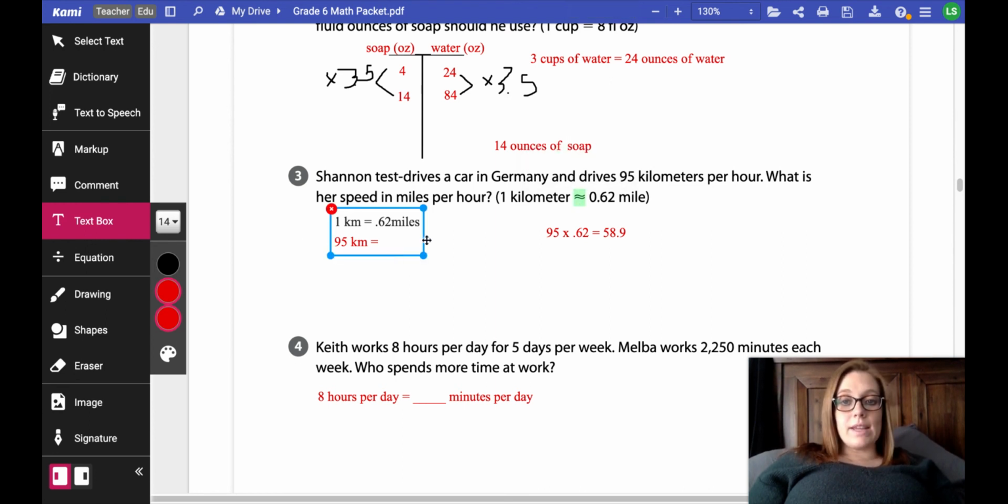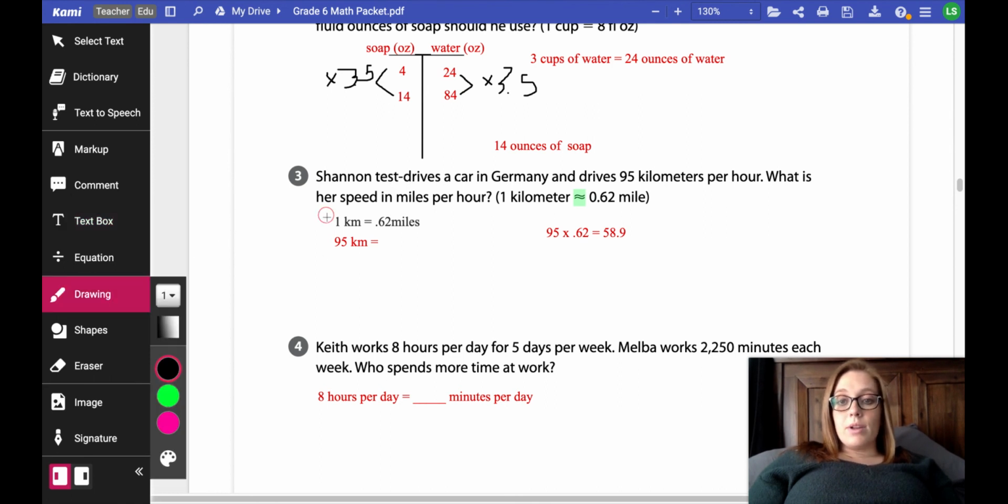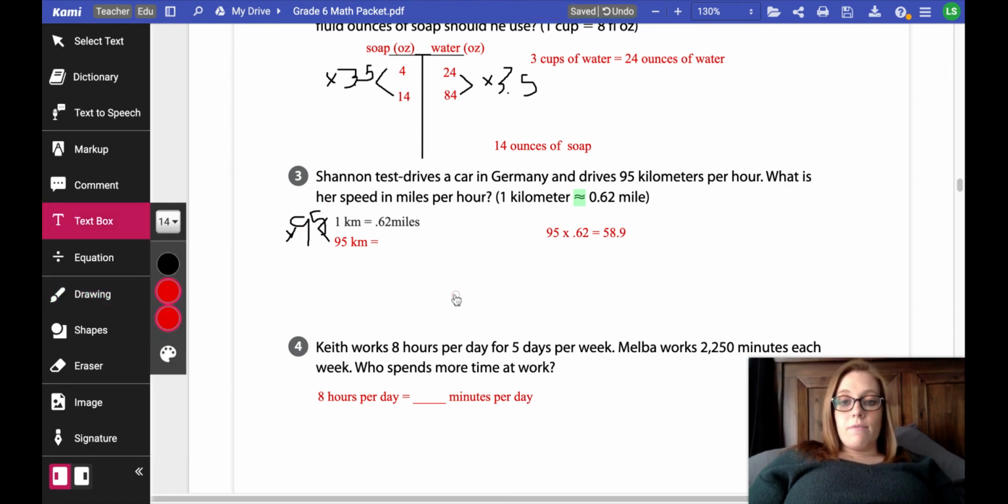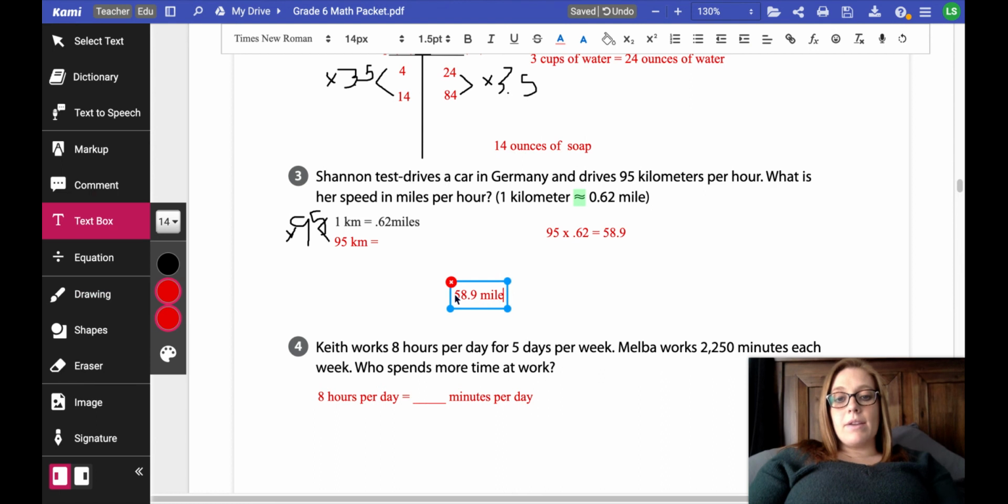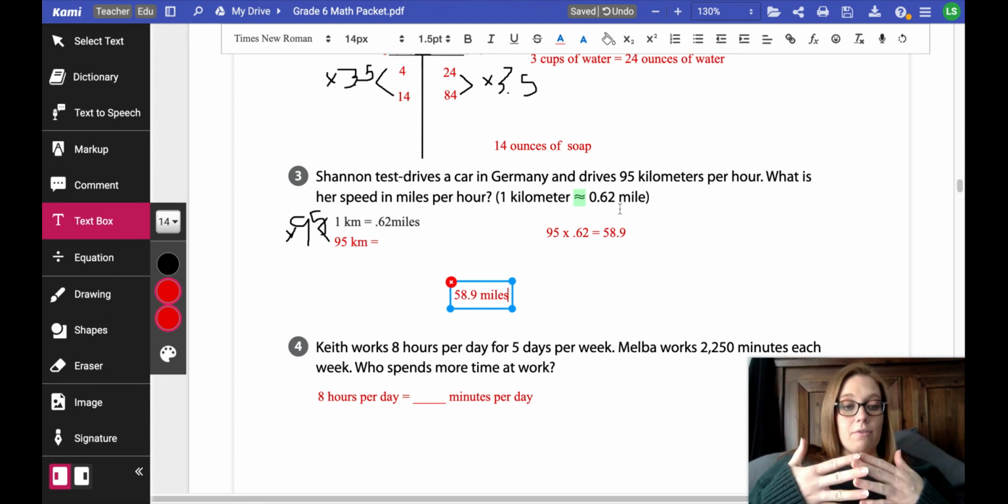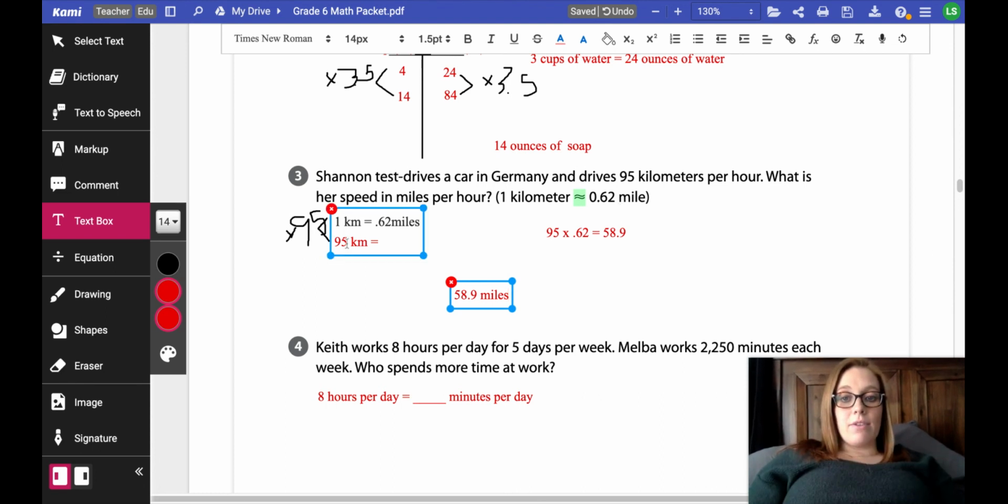Okay, so I set up my equivalent ratios again here. And then to get from 1 kilometer to 95 kilometers, I'm obviously multiplying times 95. And then you can see over to the right here, I showed that multiplication, and you end up with a solution of 58.9 miles. And that makes sense because 1 kilometer is less than a mile when you look at that conversion. Okay, so 95 kilometers is a greater number than 58.9 miles, even though they're equivalent.